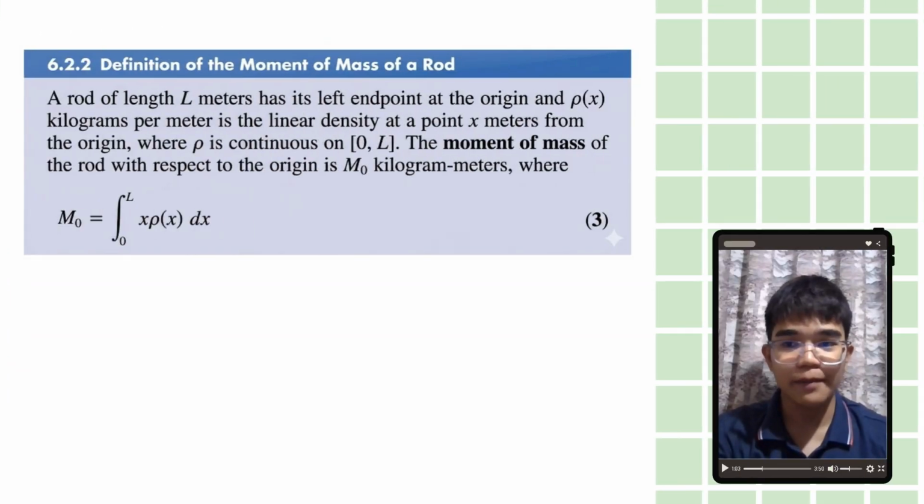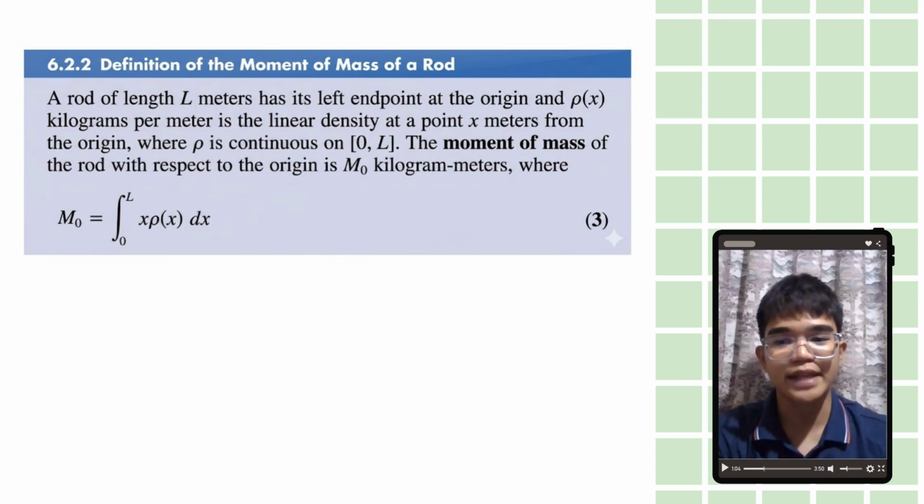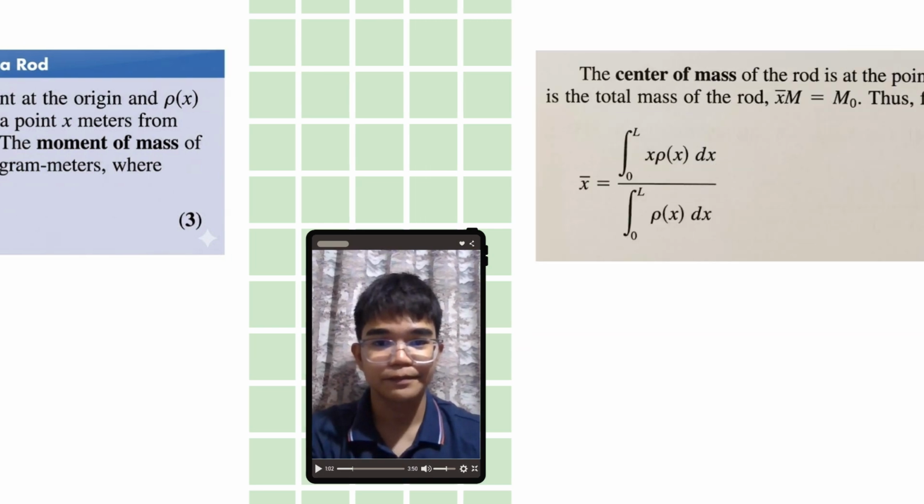If the total mass tells you how heavy the rod is, the moment of mass tells you how the mass is distributed relative to a specific point. In this case, the origin is at x is equal to 0, and P of x dx represents the tiny bit of a mass at position x, as x represents the distance of the mass from the origin.